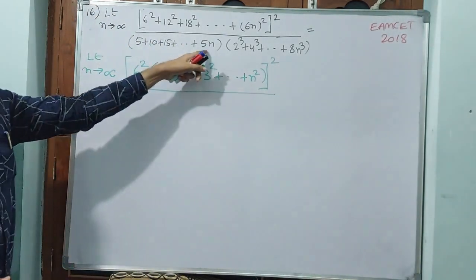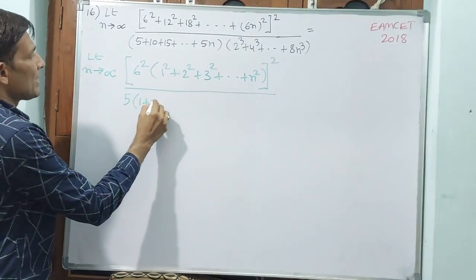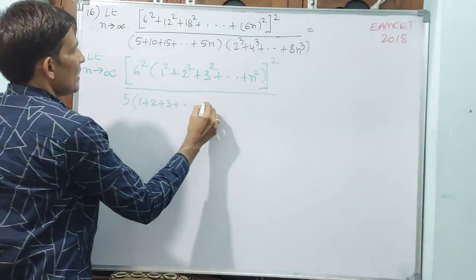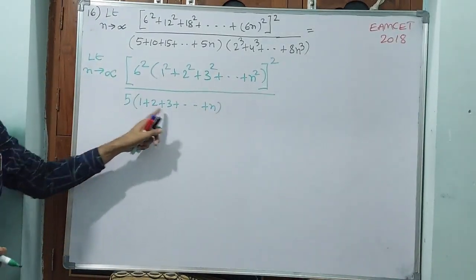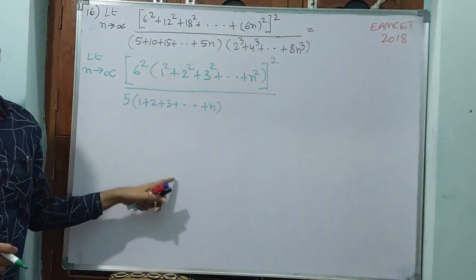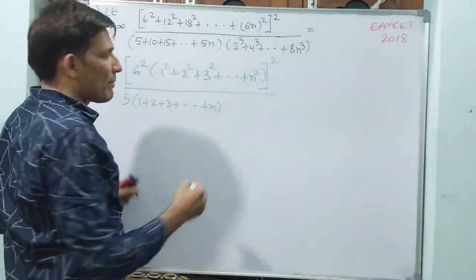Here also you see, if I take 5 common, you see what I am doing. 5 I have taken common, then 1 plus 2 plus 3 up to n. Is it correct? Why? Because 5 plus 10 plus 15 up to 5n. Yes. This also you see, I am taking 2 cube as common.